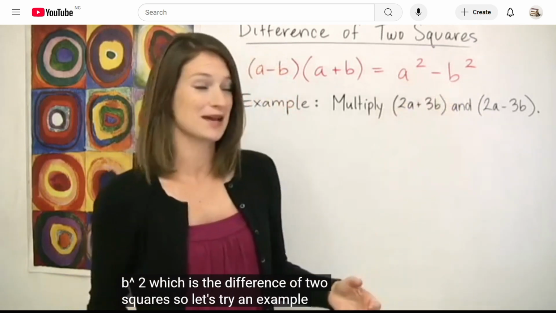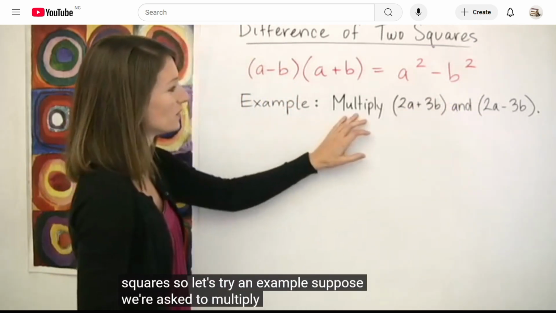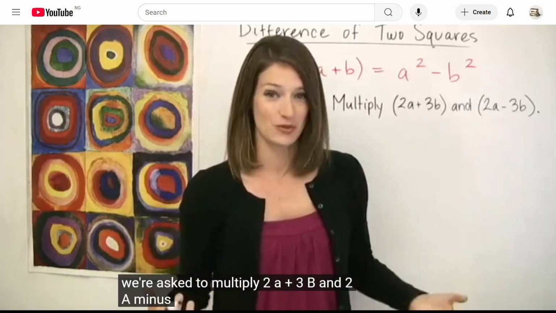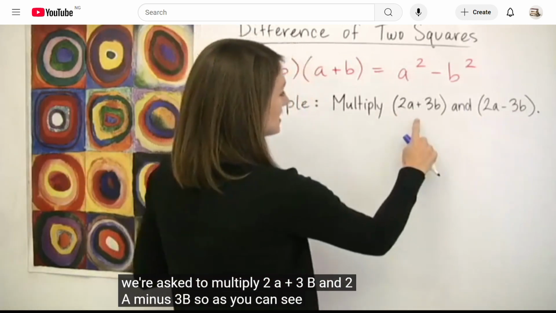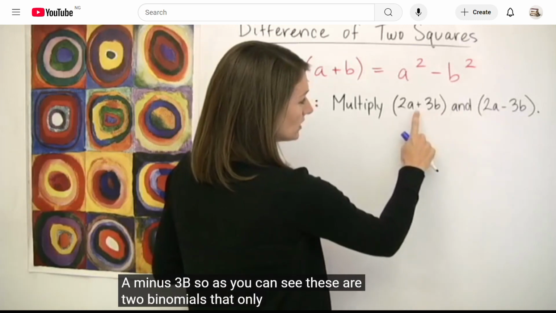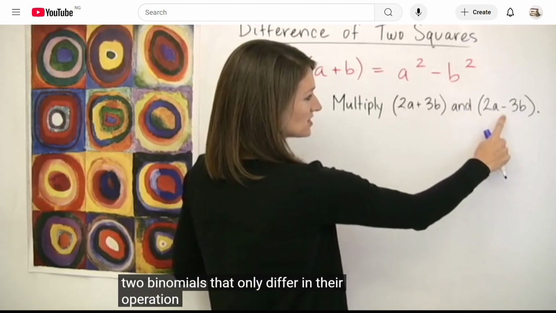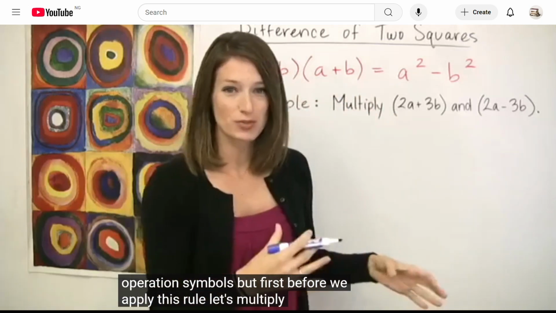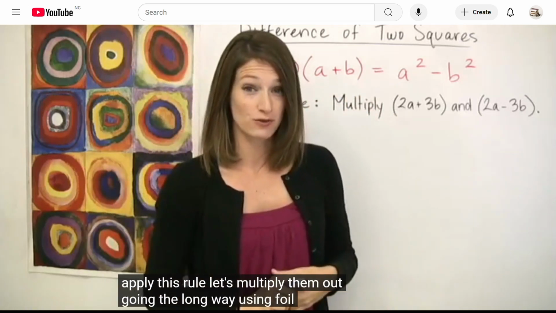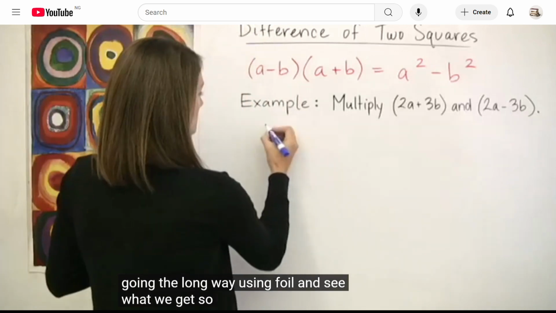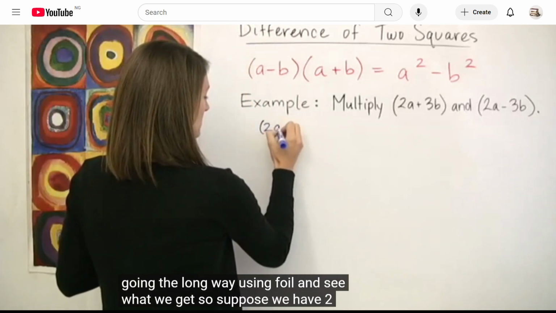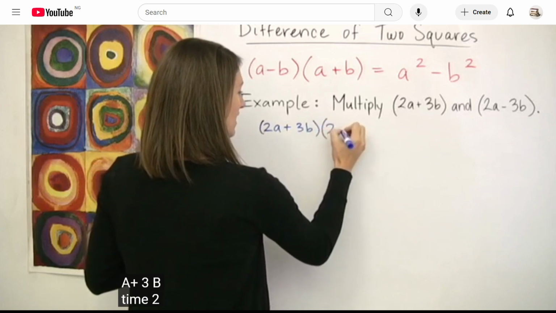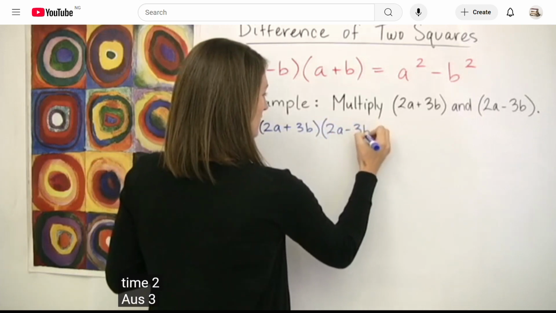So let's try an example. Suppose we're asked to multiply 2a plus 3b and 2a minus 3b. So as you can see, these are two binomials that only differ in their operation symbols. But first, before we apply this rule, let's multiply them out going a long way using FOIL and see what we get. So suppose we have 2a plus 3b times 2a minus 3b.